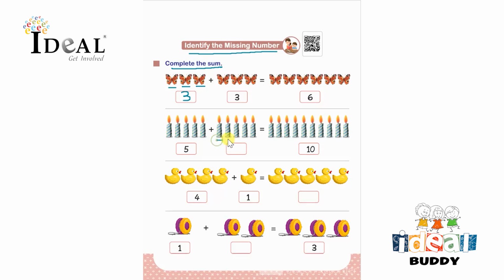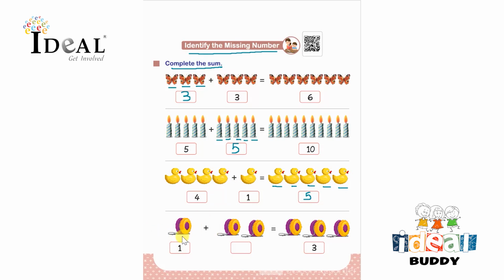After that there are 5 candles given over here. Then 1, 2, 3, 4, 5. So again there are 5 candles. So 5 plus 5 makes 10. After that there are 4 ducks given over here. 1 duck, so 4 plus 1 equals 5. You can also ask the child to count the total number of ducks over here. 1, 2, 3, 4 and 5.